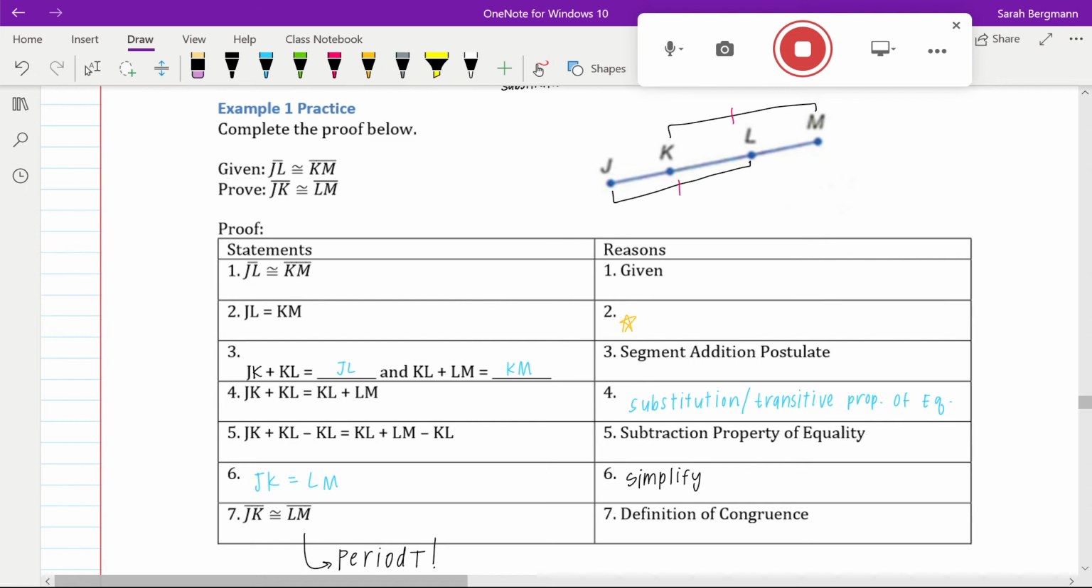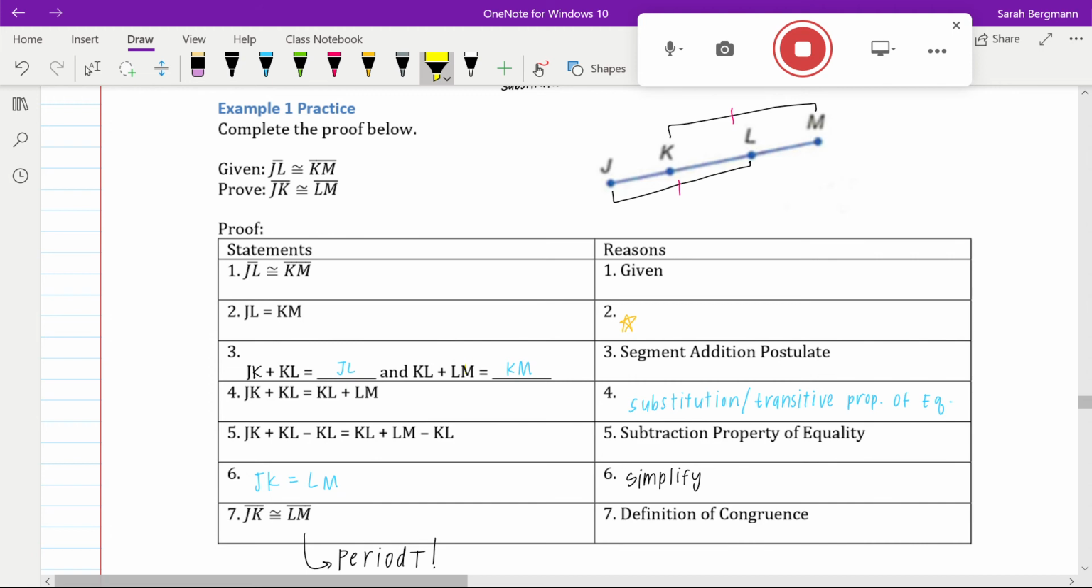Next, it said on step 3, use segment addition postulate. So I'm looking at what I have so far. I have JK plus KL. That I know must be equal to the full segment JL. So I filled in JL here. Next, I have KL plus LM. Together, that would have to add up to the whole segment, the length of segment KM. So that's why I filled in KM here. So hopefully you got those filled in correctly.